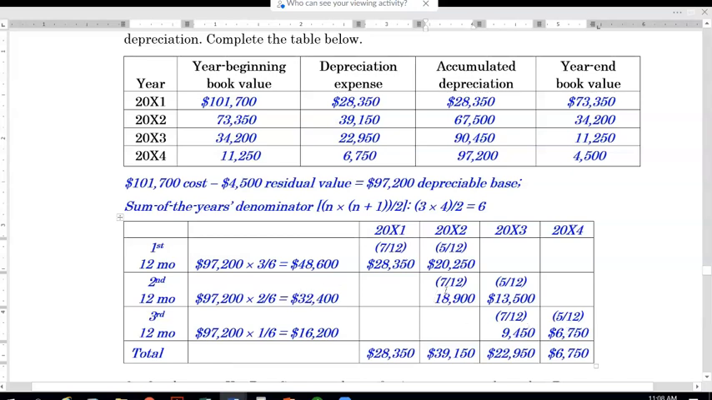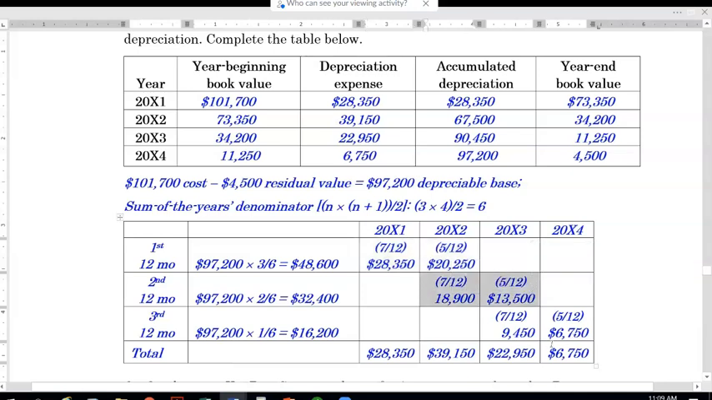In year 2, again, my depreciation is in 2 pieces. 7 out of 12 of year 2, and then the rest will be the next year in year 3, 5 out of 12. Same thing in year 1. In year 1, again, it's 7 out of 12 for 48,600, and the remaining 5 months will be in next year, in year 2.